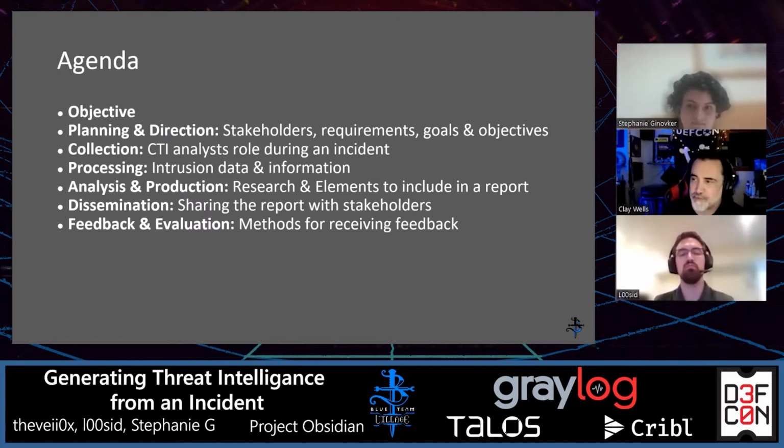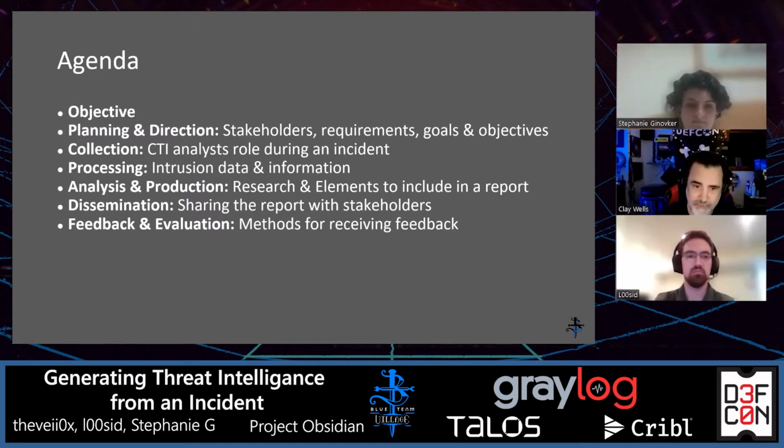So we will touch base on our objective, and we're going to iterate. We're going to run through the CTI lifecycle here. We're going to start by touching on our stakeholders, requirements, goals, and objectives. Then we're going to get into the CTI analyst role during an incident and talk a little bit about processing intrusion data and information. And the bulk of the conversation really is going to be around analysis and production, the research and elements to include in a CTI report.